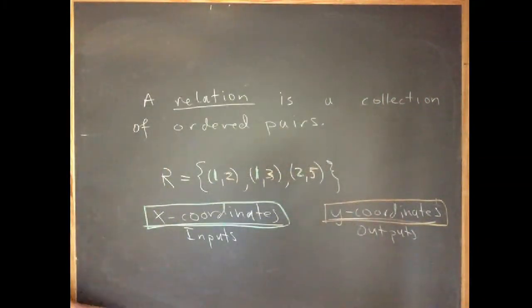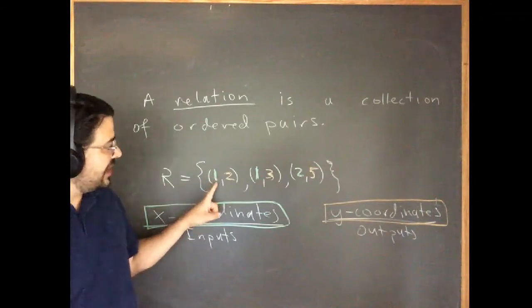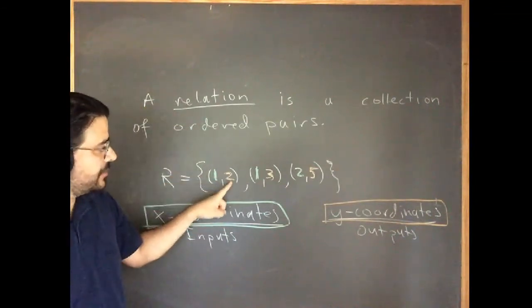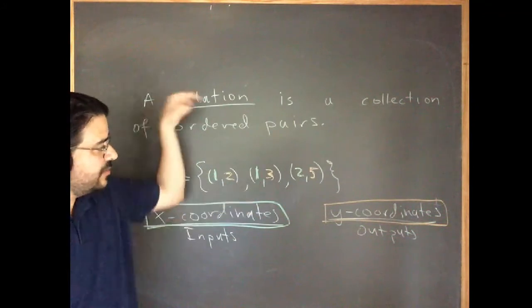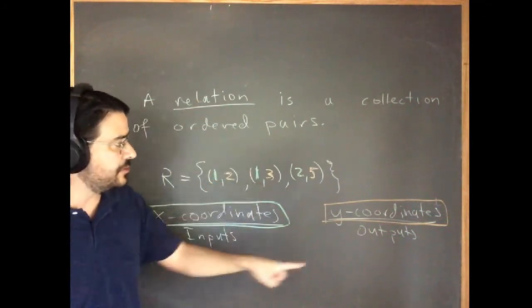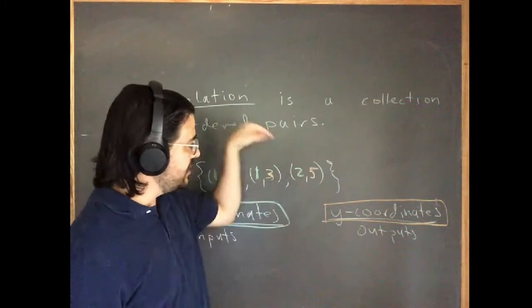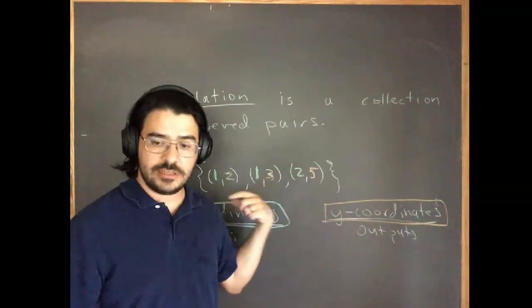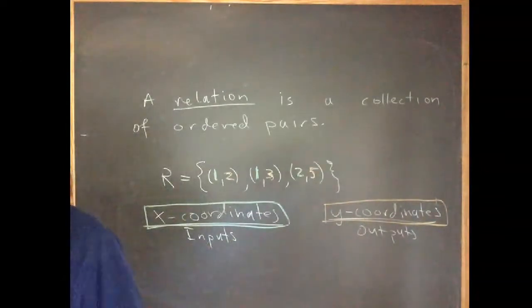So what this first one is saying is if you plug in 1 into the machine, then the output will be 2. This one's saying if you plug in 1, then the output will be 3. This one says when you plug in 2, the output will be 5. Okay, so the x is the input, the y is the output.